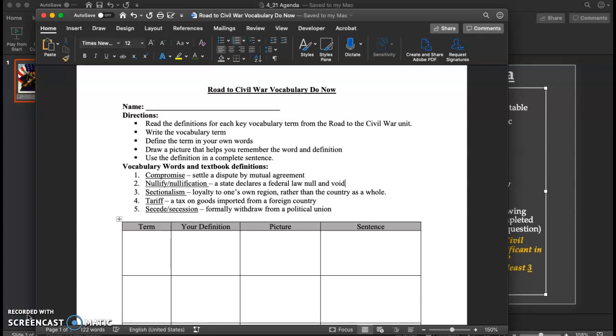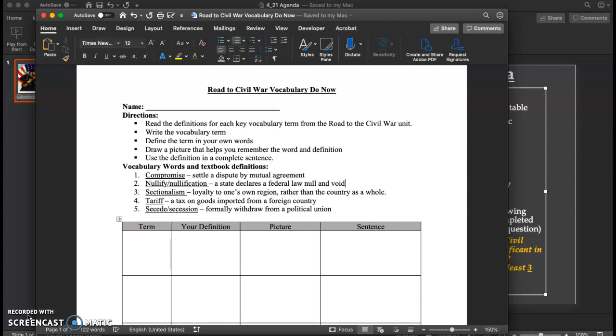The next thing you're going to do when you finish writing your definition is draw a picture that helps you remember what that word is. And then the last thing, after you draw your picture, you're going to use that word in a complete sentence. So again, a complete sentence has a noun and a verb, and it ends in some type of punctuation. We're going to start working on that after I read the vocabulary terms and definitions to you.